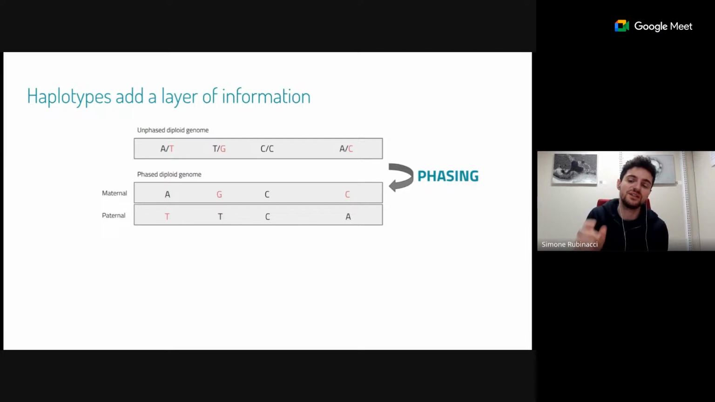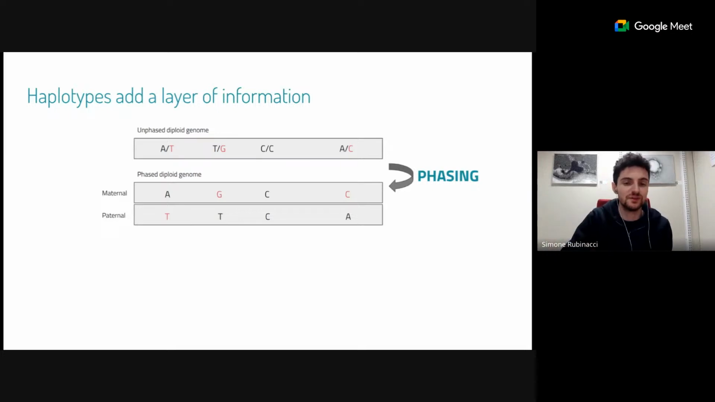First, because each heterozygous site doubles the state space, and so it quickly becomes extremely large. And on the other hand, we need very large cohorts to perform this accurately. And so, of course, this makes things even harder.